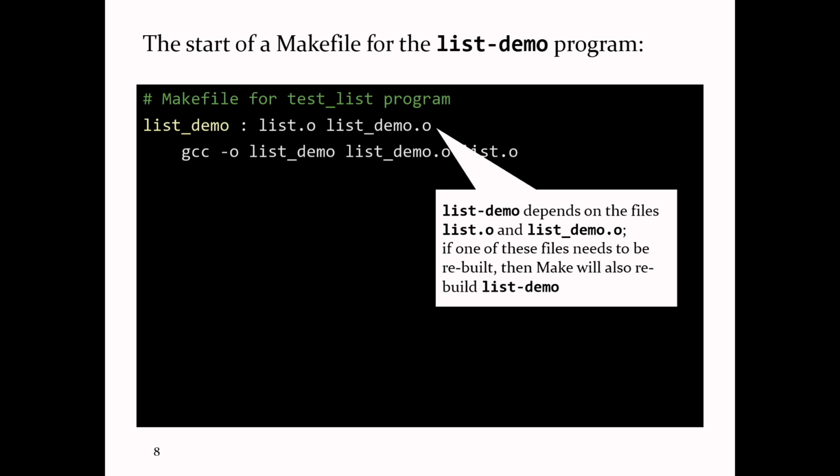So list demo depends on the files list.o and listdemo.o. If one of those files needs to be rebuilt, then make will also rebuild list demo. So you're going to see later on that I'm going to have a rule for list.o and another rule for listdemo.o. For list.o, the dependencies will be list.c and list.h. So if I change list.c or list.h, that forces list.o to be rebuilt. If list.o needs to be rebuilt, then make will automatically rebuild the list demo as well. So make attempts to manage all of the dependencies for you.